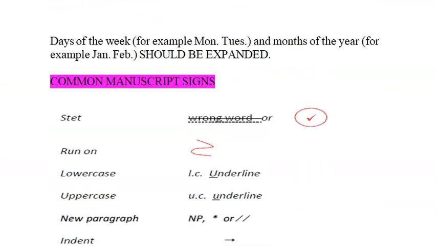All right, now I have your days of the week, for example, Monday, Tuesday, and the months of the year, for example, Jan and Feb, which should be expanded. So whenever you're typing and you see the abbreviation as it relates to the days of the week or the months of the year, please ensure that you always write out the entire word.